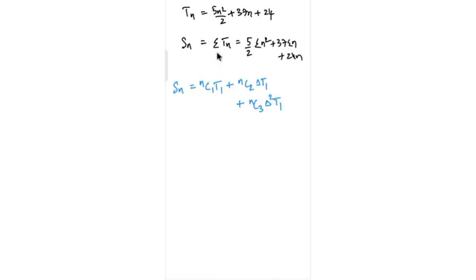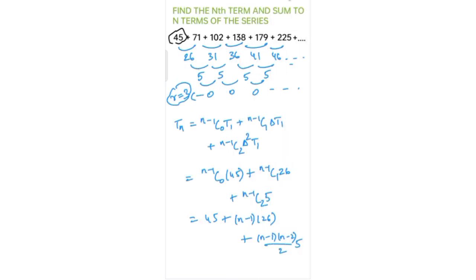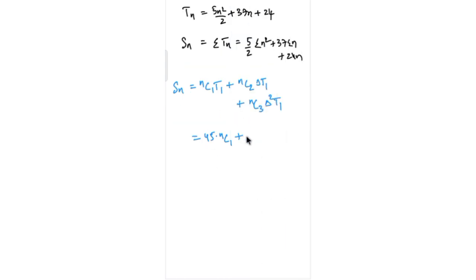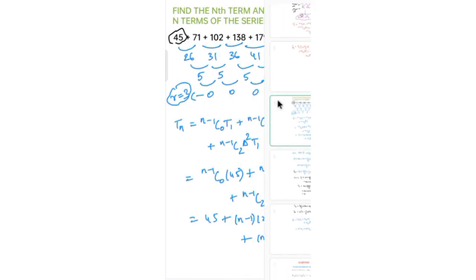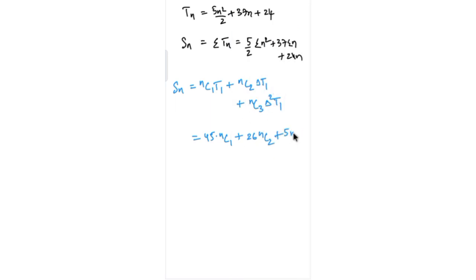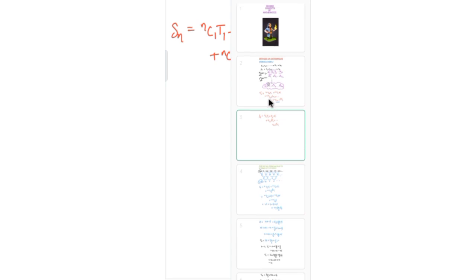So you can just put the values: the value of t1, which is equal to 45, into nc1, plus delta t1, which is 26, into nc2, plus delta square t1, the third set of differences, which is equal to 5, into nc3. You can evaluate this and check that it will be equal to the earlier one, because Sn will be the same. You can just verify whether this expression is equal to that or not. So this is how you use the method of differences concept.